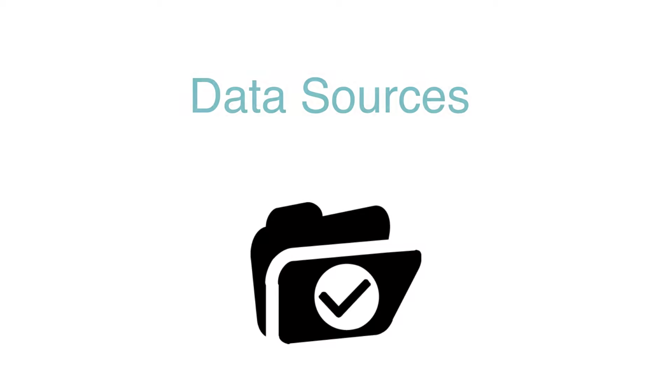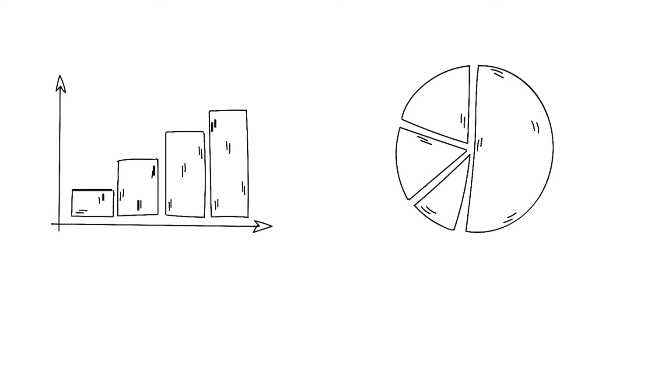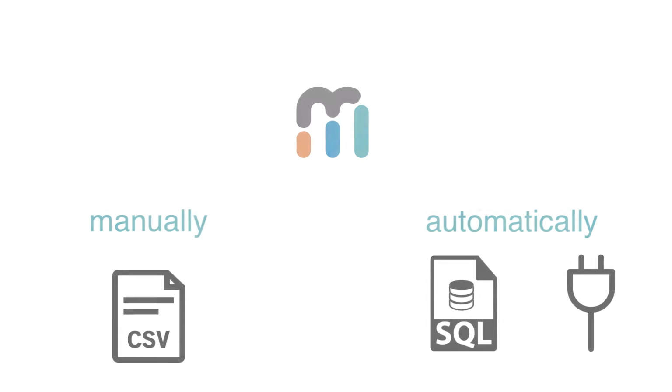Right now, I'm going to be showing you how to connect to data sources. So, to build a metric or report, we obviously need some data. But where does it come from? Metric Insights offers several ways of fetching data for your future elements. Manually via CSV files, or automatically via SQL database or plugins.